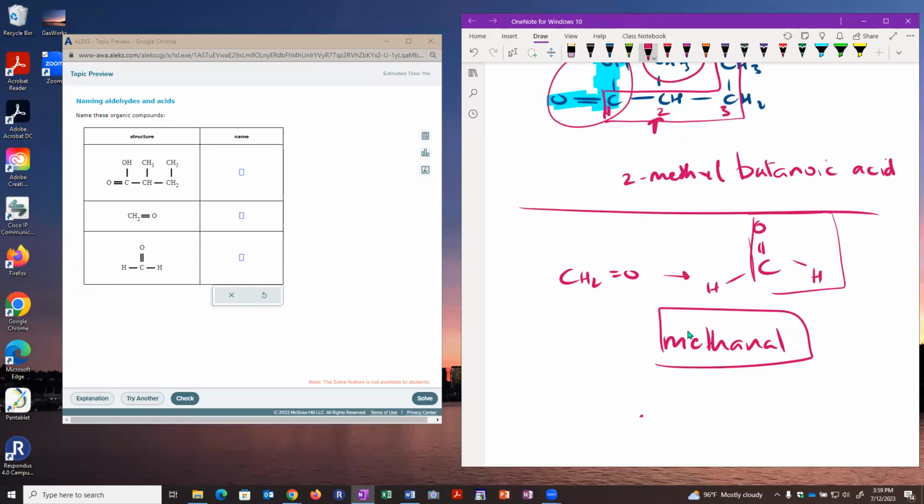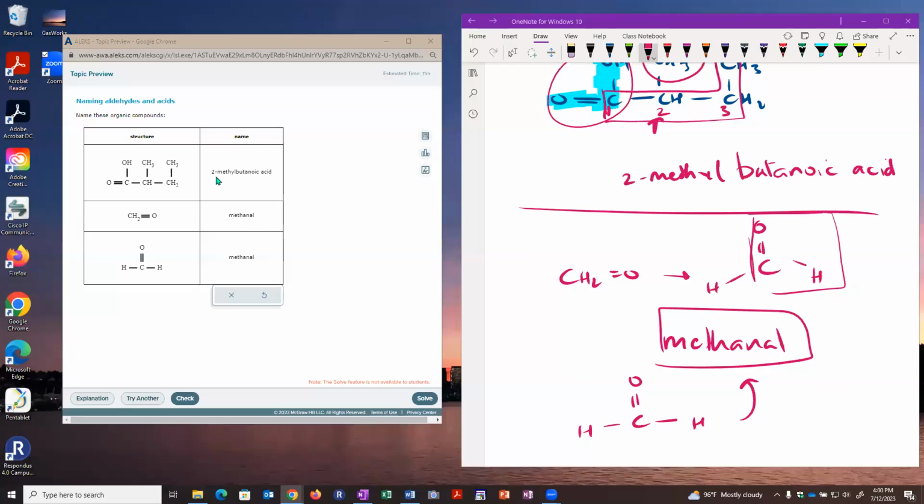And then the third one actually is the same thing. You see double bond O connected to those H's, just a different way to represent our structure. Right, so we have 2-methyl butanoic acid. Remember the methyl and the butanoic, they're one word, then there's a space between the ic and the acid. We have methanol represented two different ways.